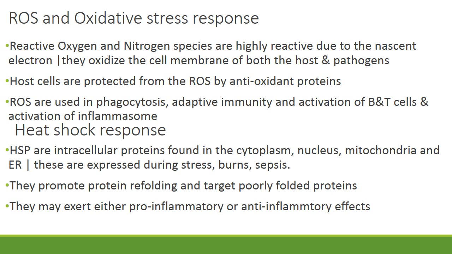The heat shock proteins are intracellular proteins found in the cytoplasm, nucleus, mitochondria, and the endoplasmic reticulum. They are expressed mainly during burns, stress, and sepsis. They promote protein folding, and these HSPs target poorly folded proteins. Thus, during the protein unfolding response, HSPs start playing a role. So they can either exert a pro-inflammatory or anti-inflammatory effect.